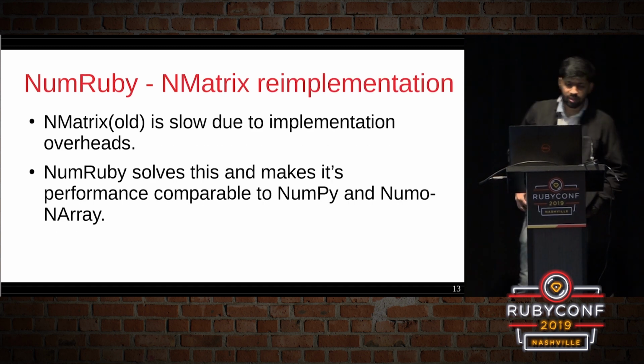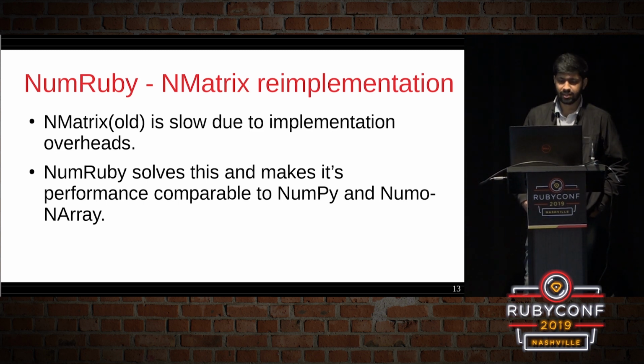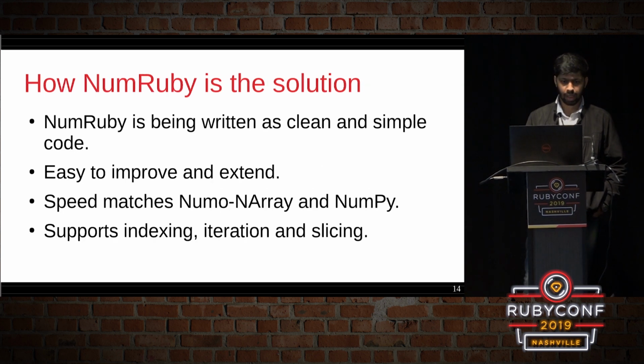NumRuby started last year in November. It's a completely from-scratch re-implementation of NMatrix. Its aim is to match the speed of NumPy, which is the similar library in Python, and Numo NArray. So how does it do that?